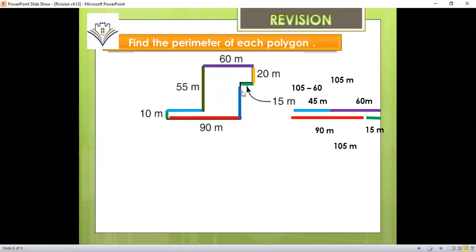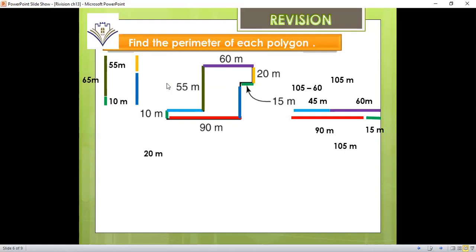What about this line? The measure of this line: this line plus this short line is equal to, look here, this line and this line. Then the length of these two line segments is equal to both of these line segments. Look, this is 55 meter, and this also 10 meters. Then both of them equal 65 meter.